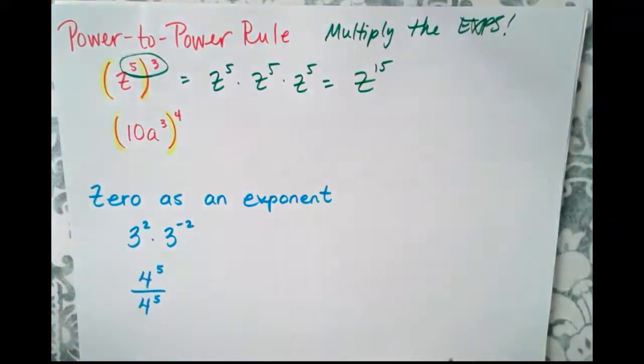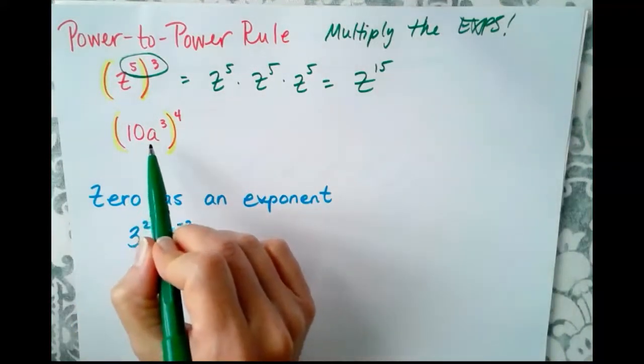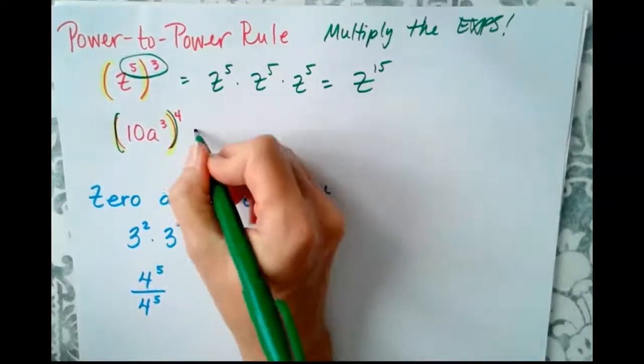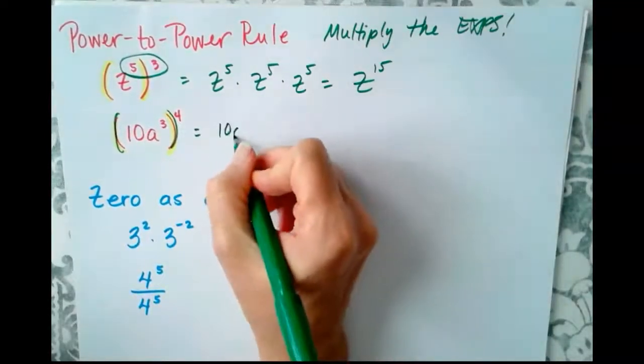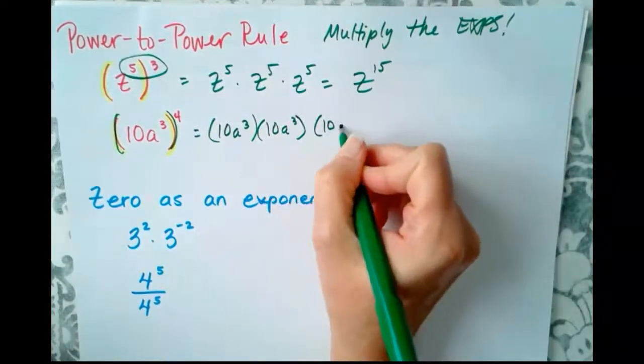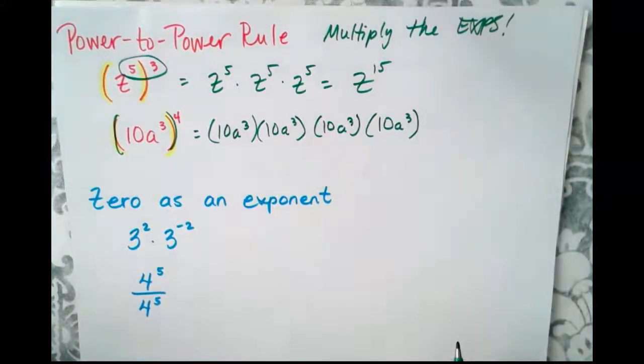Now, in the second example, remember 10a cubed, the quantity to the fourth power means 10a cubed times 10a cubed times 10a cubed times 10a cubed. So, of course, that's expanded.